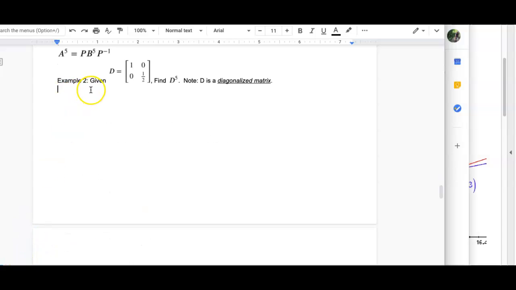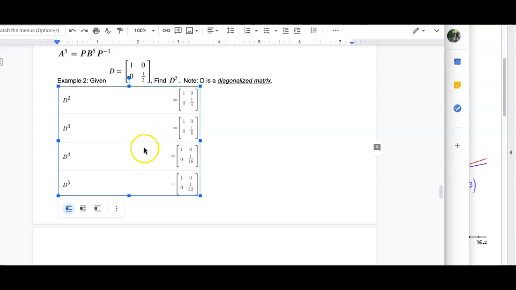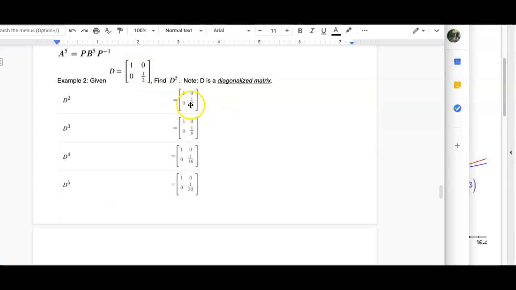Moving on to example 2. If I give you D equal to this matrix right here. Now this is a diagonal matrix. It says diagonalized, but it's actually a diagonal matrix. With this, I want to see what the patterns are to get to D to the fifth. So I'm just going to punch this into my calculator repetitively and see what happens. I'm going to go D squared, D cubed, and so on. So if I do that, what happens? Well, the entries just turn out to be raised to that same power. D squared means that the 1 will be squared, and then the 1/2 will be squared. D cubed, same thing.